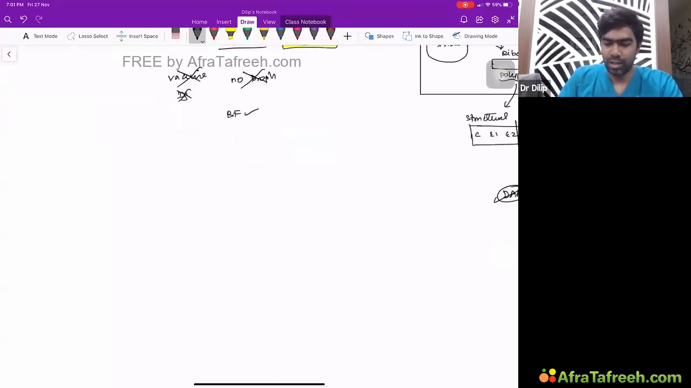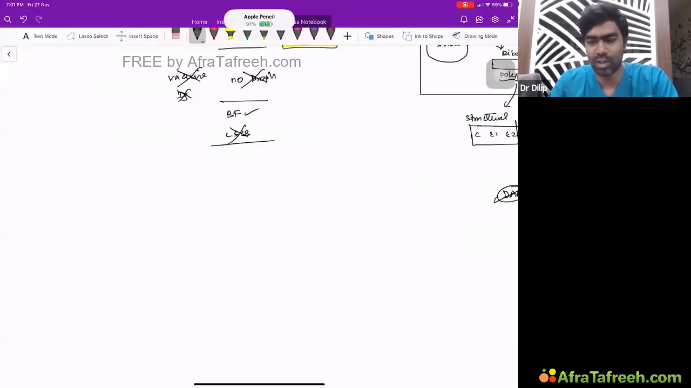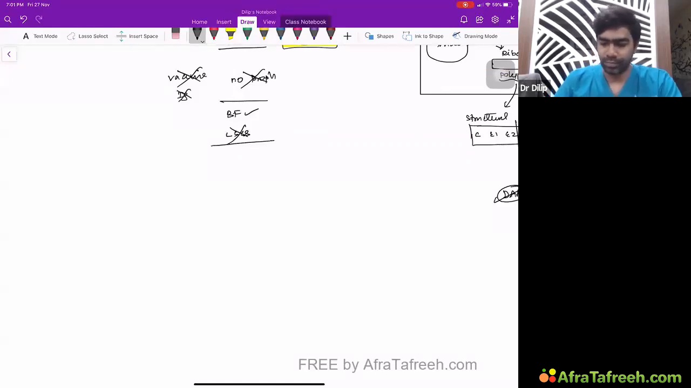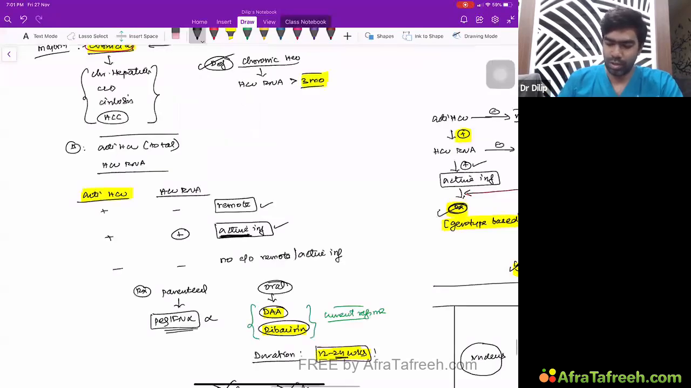Breastfeeding can be done, and LSCS need not be done just because the patient has hepatitis C virus. These are the current guidelines. Breastfeeding is not a contraindication. Just because the mother has hepatitis C virus, that does not become an indication to do an LSCS. That's all. So this is all about hepatitis C virus.